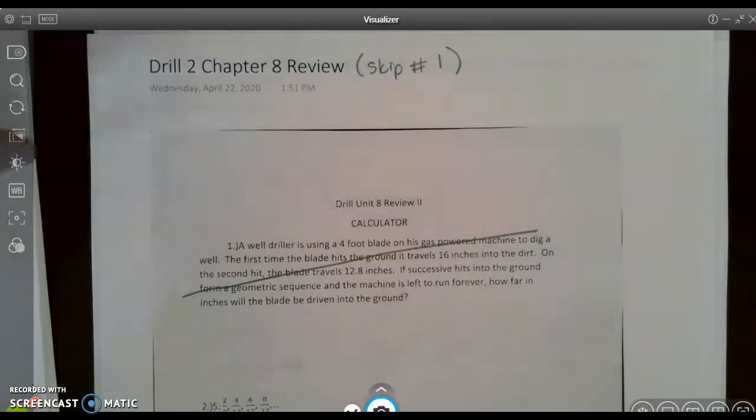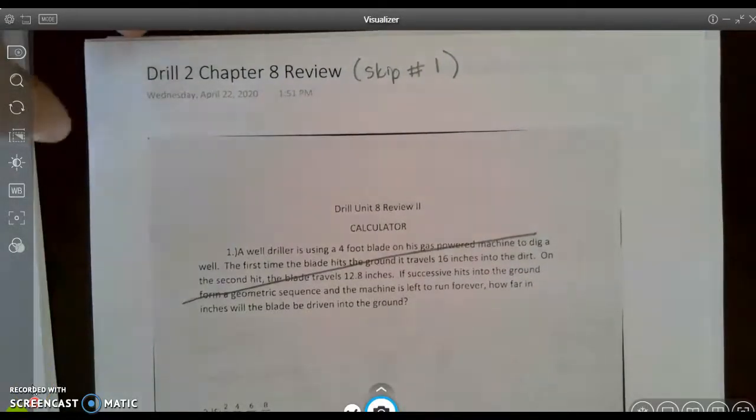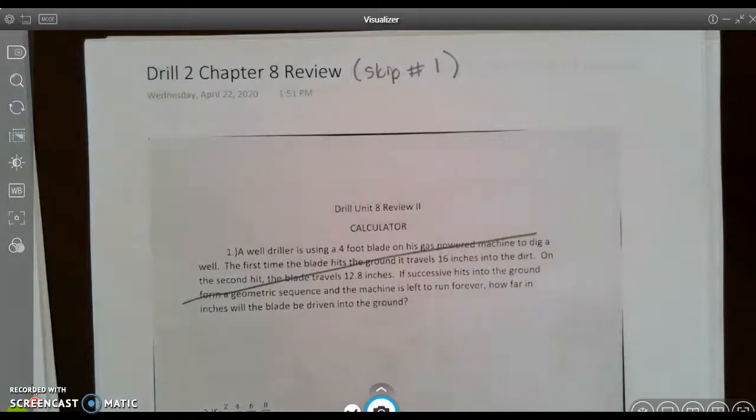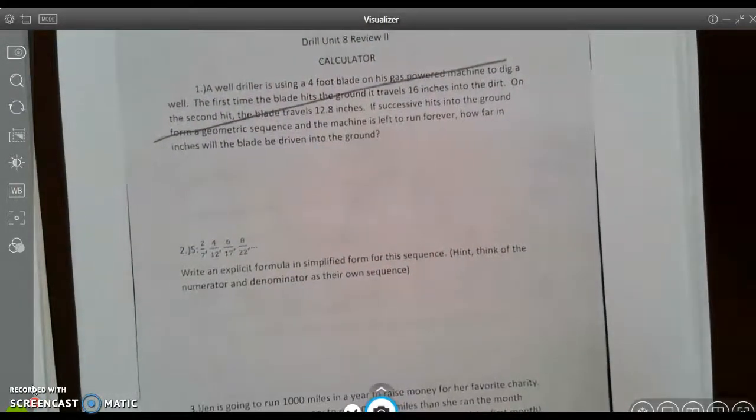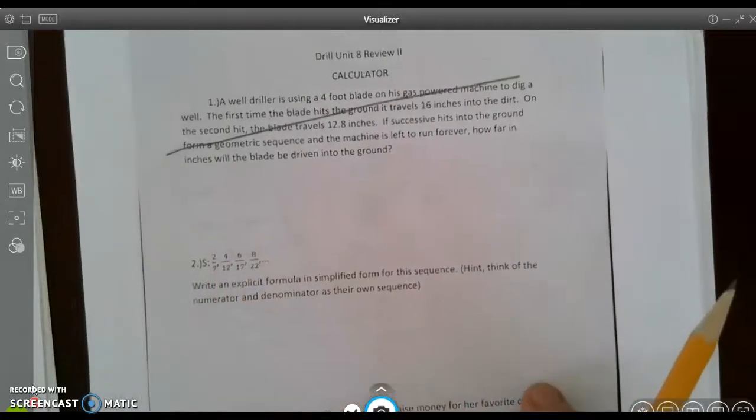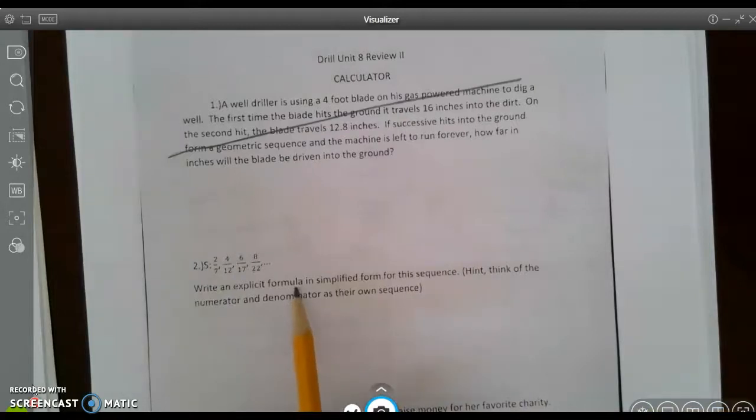So here is drill number 2 for our chapter 8 review. The first question you get to skip. The second question gives us a sequence, and it says write an explicit formula in simplified form for this sequence. Hint, think of the numerator and denominator as their own sequence. We did a problem like this in our notes.